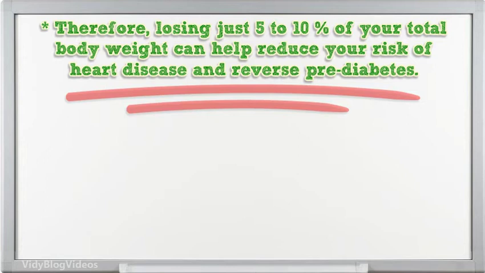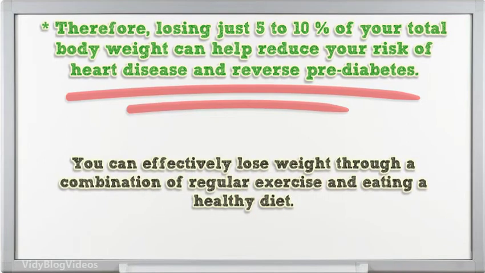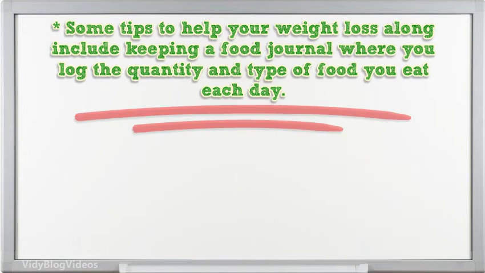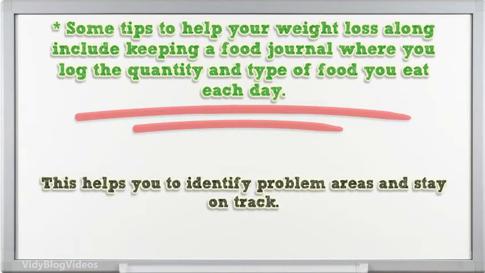and reverse prediabetes. You can effectively lose weight through a combination of regular exercise and eating a healthy diet. Some tips to help your weight loss along include keeping a food journal where you log the quantity and type of food you eat each day. This helps you to identify problem areas and stay on track.